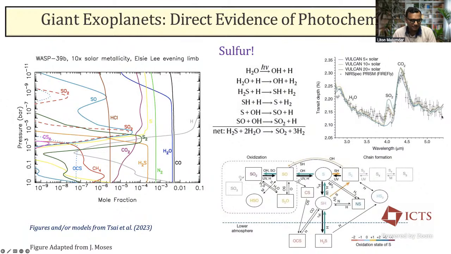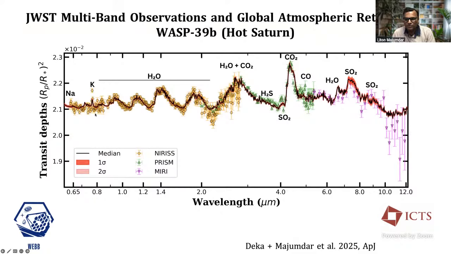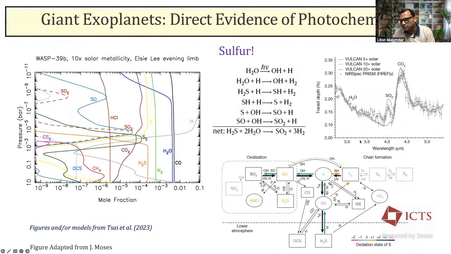I think this is not yet done for the entire range, because ideally you should have a base forward model that is able to explain all the features that you see from sodium, potassium, water, CO2, SO2, probably some percentage of H2S, CO, and so on. But that is not yet done because they are mostly interested in the SO2 and CO2 features, and that's what they have done in this paper. Okay. Does that answer your question, Joe?